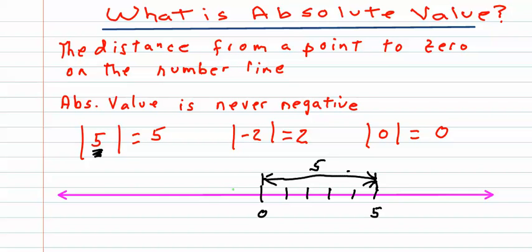If we looked at -2, 1, 2, -1, -2, the distance from this point to this point, no matter how you draw it, the distance is 2. Distance is positive. 1, 2. The distance on the number line is 2. Therefore, the absolute value is 2. If you look at 0, how far away is 0 from 0? Standing on top of each other, the absolute value is 0.